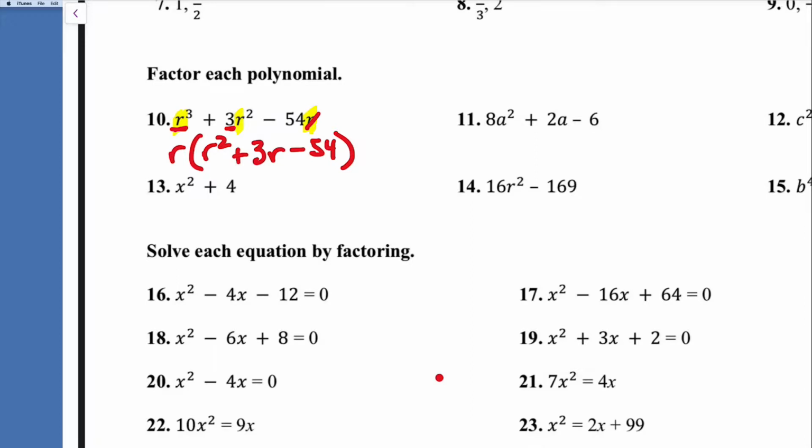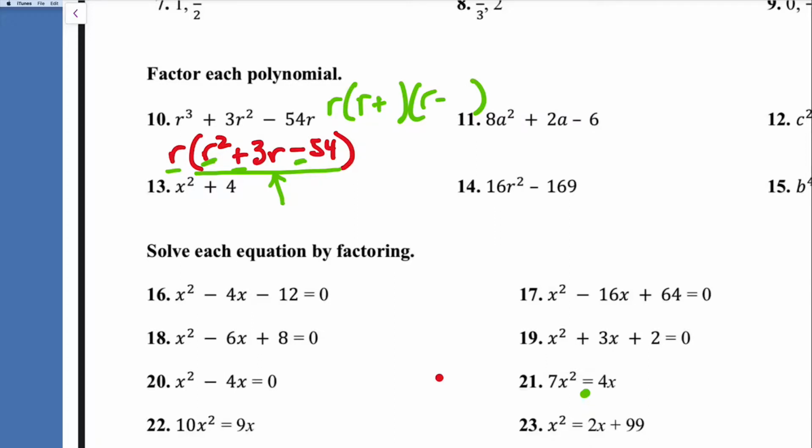Cleaning up my problem here, this is what I'm left with so far: an r times this polynomial. The next question is, now I need to factor this particular trinomial. When I factor, I'm going to end up with two binomials. Because I have an r squared here, I'm going to have two r's to begin with. And then I have a plus and a minus, so one of these will be plus and one of these will be minus.